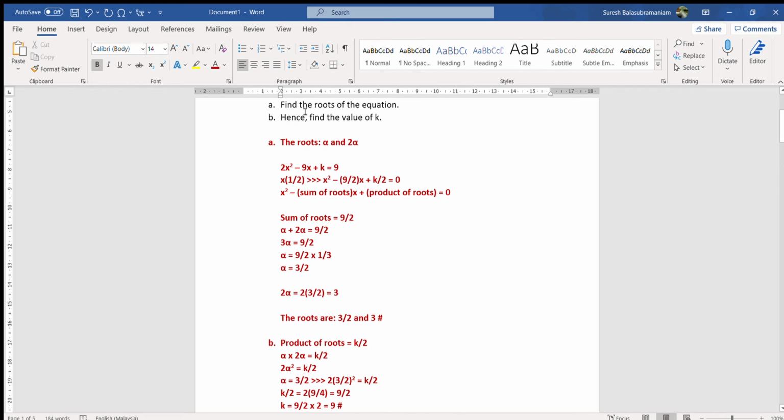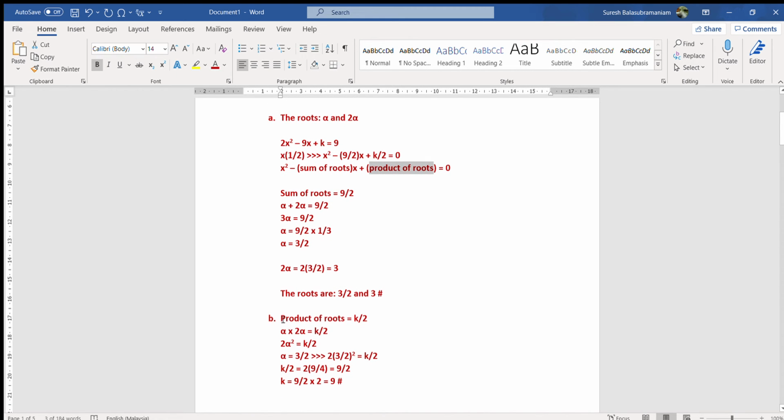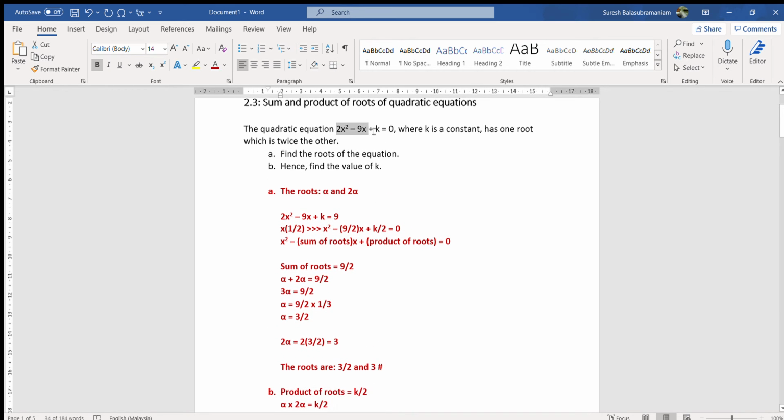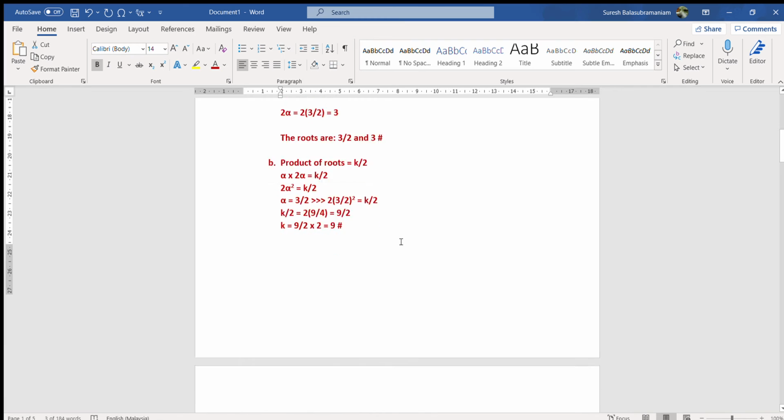So to find the roots of the equation, I used the sum of roots. And to find the value of k, I used product of roots. So that's how you do it when you have an equation like this and c is unknown. To find the roots, you use sum of roots. To find the value of c, or k in this case, use product of roots. Okay, moving on to the next question.